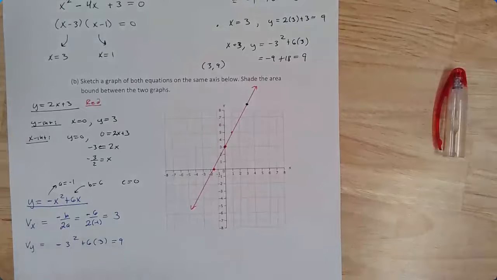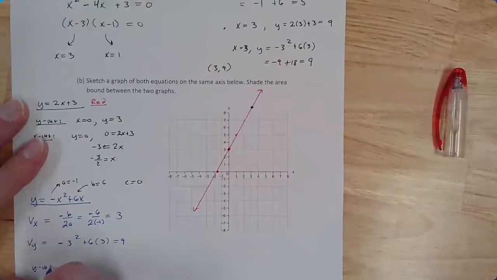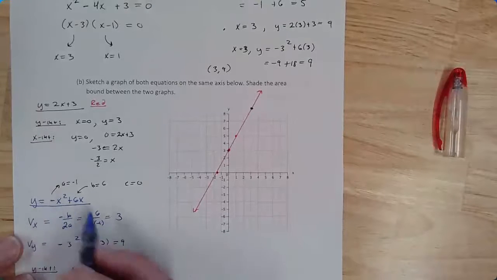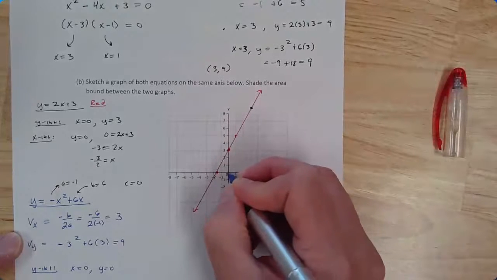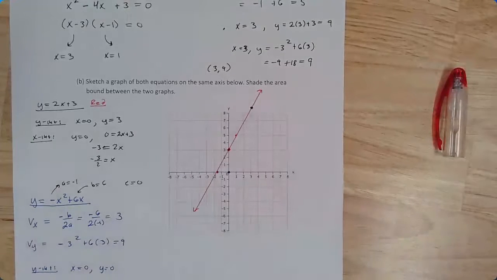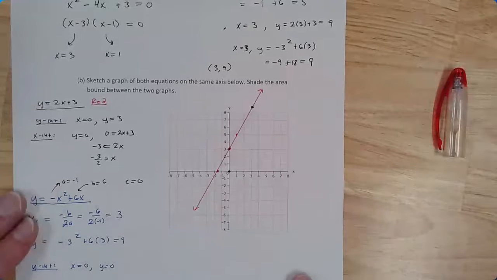And then my y-intercept is going to be 0, right? So to find the y-intercept, if I set x equal to 0, I get 0 plus 0, which is going to be 0. Which is also one of my x-intercepts, right? It's on the x-axis as well as the y-axis.